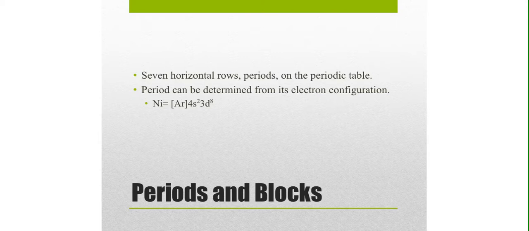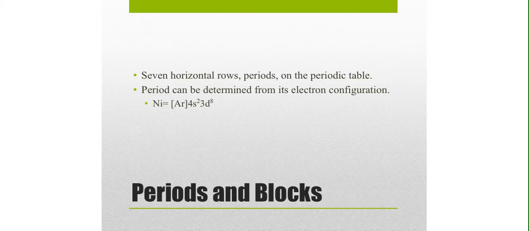Row 3, again, S block and P block. And then you move on to period 4, where now we're introducing the idea of the D block. And remember, the D block is always 1 behind the period number. And we'll review that in class.